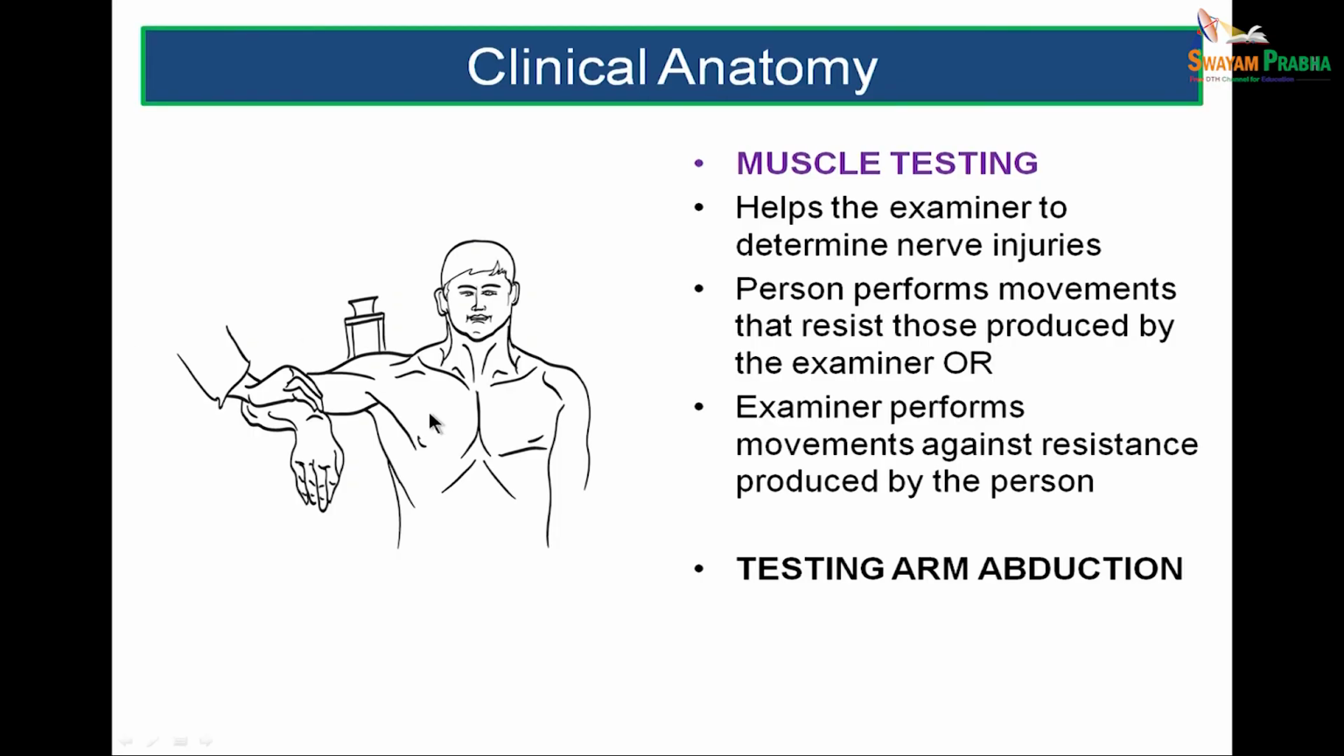So, how do we examine muscles? The examiner examines muscles because he can determine which nerve is injured depending on which muscle is paralyzed. The examiner provides resistance to the muscle and the person has to resist this and provide the movement. For example, testing arm abduction. The examiner would push the arm downwards, whereas the patient would have to abduct the arm against the examiner's resistance.